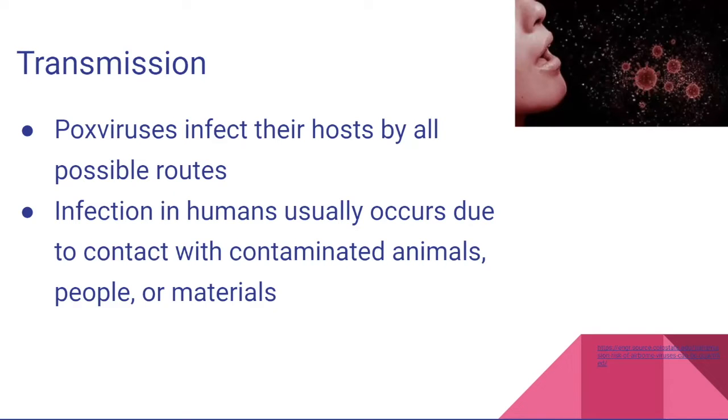Now moving forward to transmission. Poxviruses infect their host by all possible routes. These following routes include the skin via mechanical means, the respiratory tract, and even an oral route. It's important to note that infection in humans usually occurs through contact with three contaminated sources, thus being animals, people, or materials. Animal to human contact and transmission may occur via bite or scratch, meat preparation, direct contact with body fluid or lesion material, or indirect contact with lesion material such as through contaminated bedding.